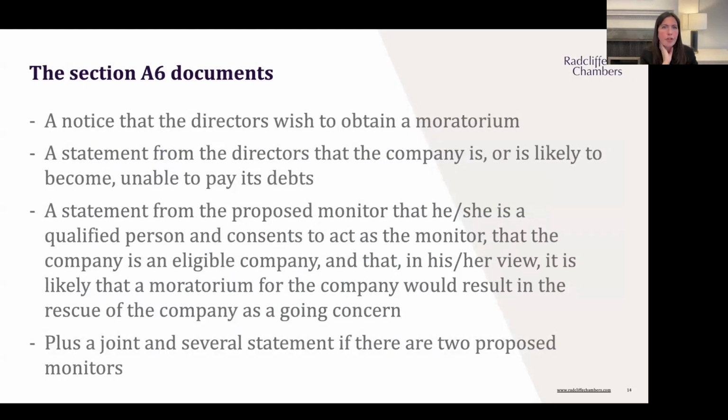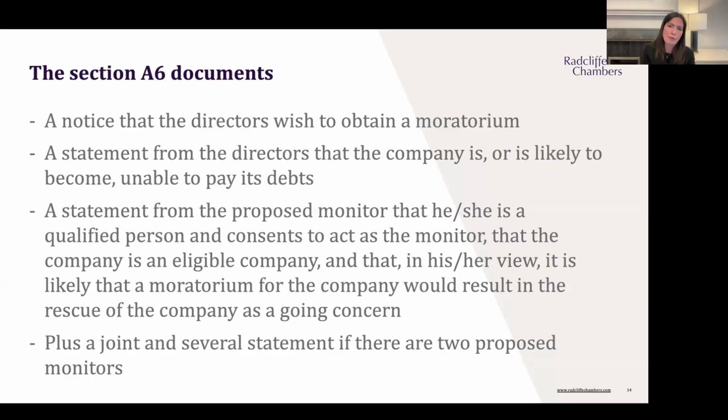I've just set out here the documents. They're called the Section A6 documents that you've got to file at court. A notice from the directors that they wish to obtain a moratorium, a statement from them that the company is or is likely to become unable to pay its debts. I tend to prefer to file those as a composite document. I've seen it done with a separate notice and separate statement, but from counsel's perspective, when you're taking the judge through the tick box exercise of confirming that all of the technical requirements have been complied with, it's helpful to have all of that in one place so the judge can tick that off his or her list.